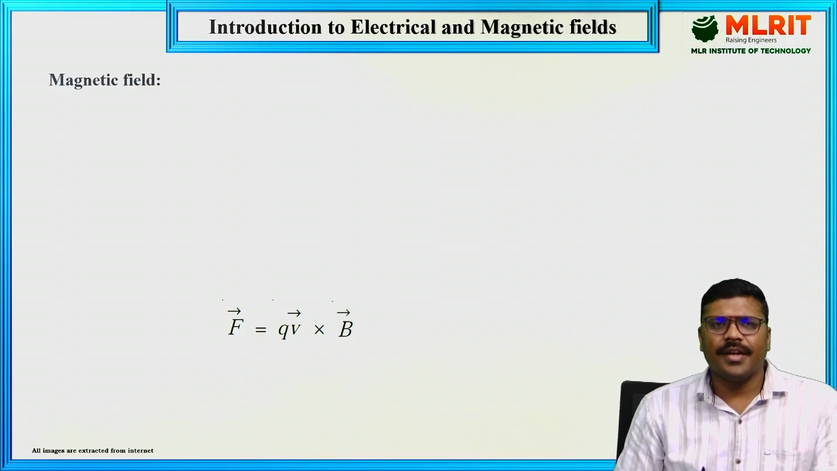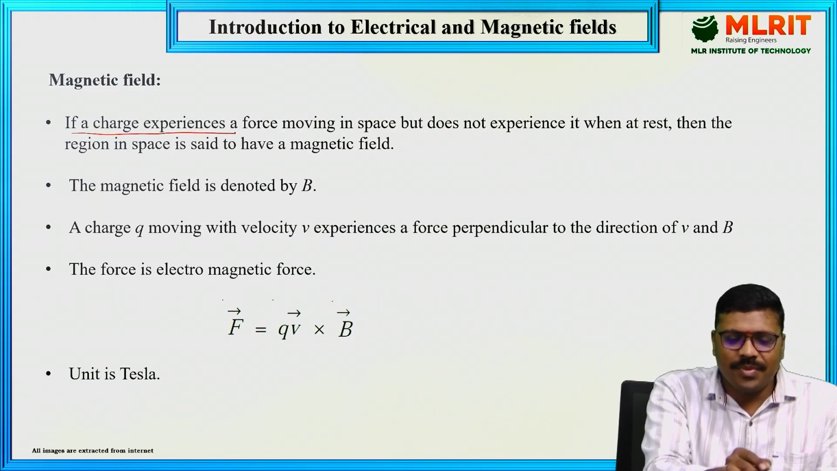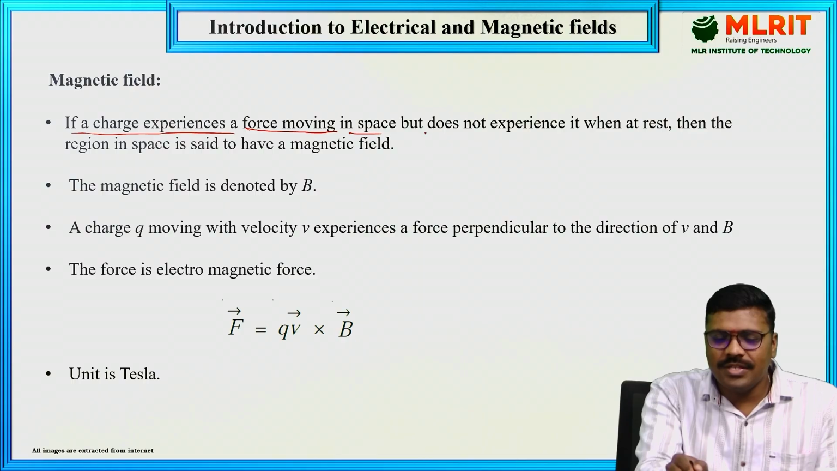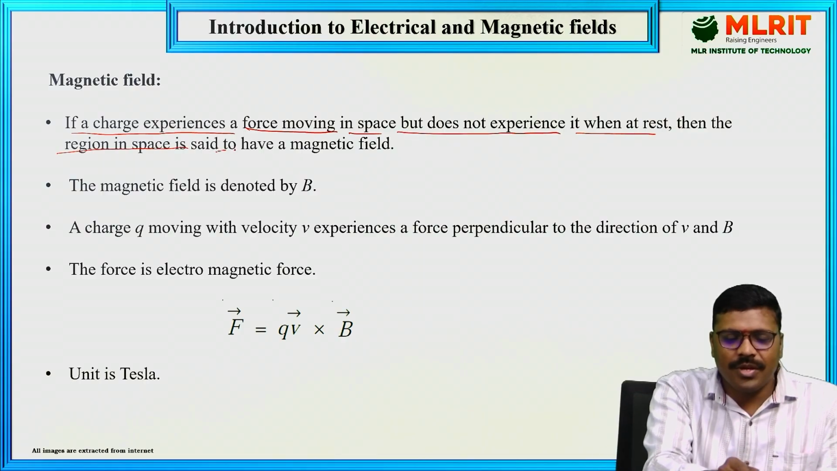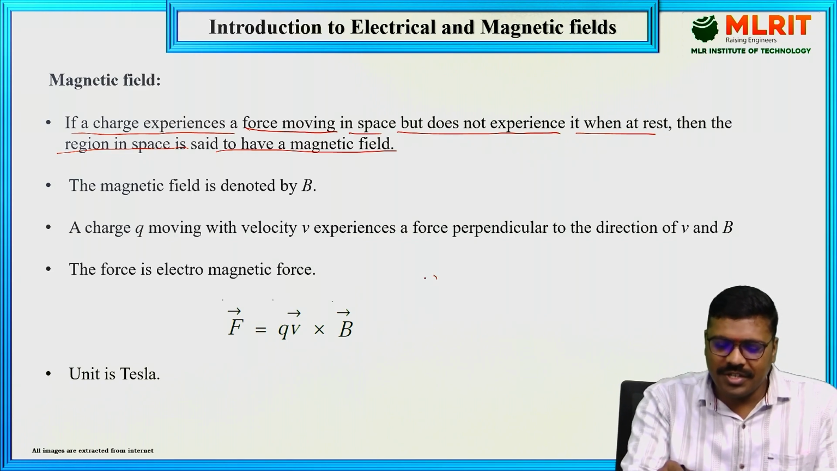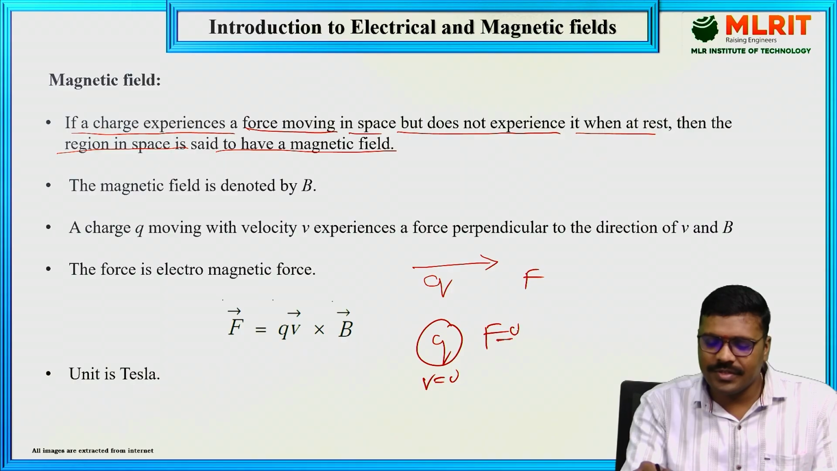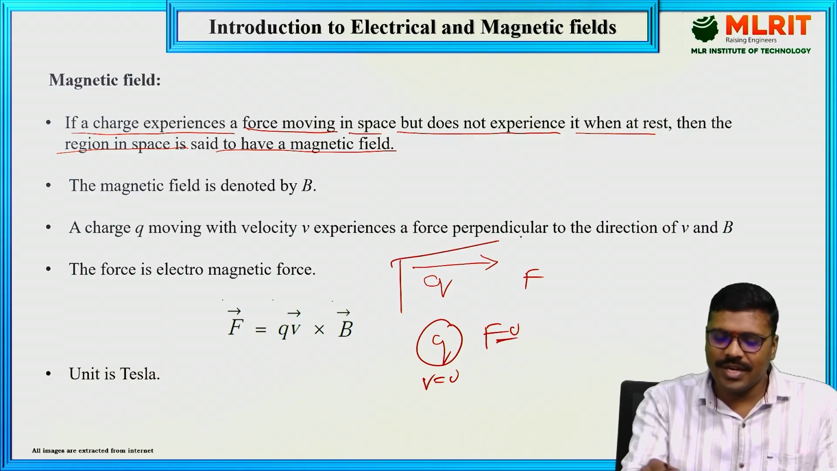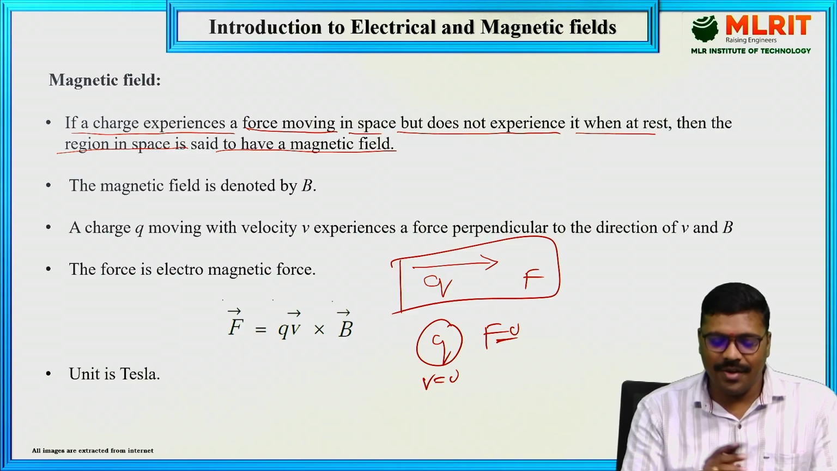Next, magnetic field. In the same way as the electrical field, we have to discuss the magnetic field. If a charge experiences a force when moving in a space but does not experience it when at rest, then the region in space is said to have a magnetic field. Suppose a charge Q is moving, it experiences some force. If the velocity is 0, it does not experience any force, F equals 0. Then we can say this charge is under a magnetic field.